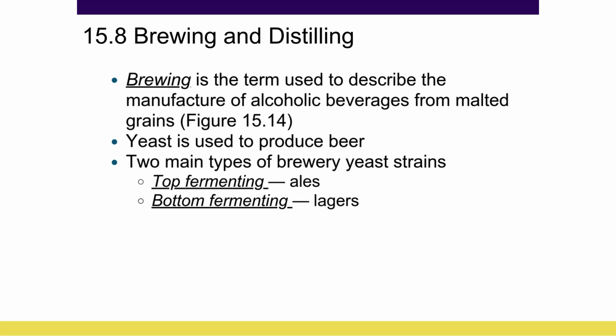Next, in section 15.8, we discuss brewing and distilling. Brewing is the term used to describe the manufacture of alcoholic beverages, like beer, from malted grains. This process is shown in figure 15.14.